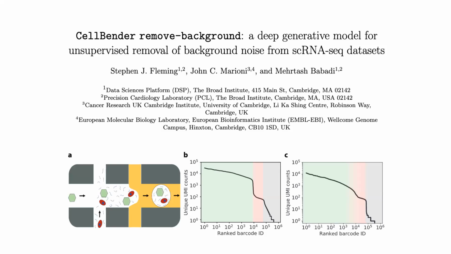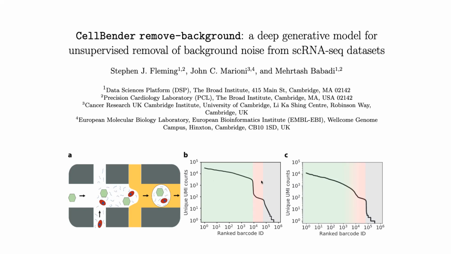Something that I use pretty routinely nowadays, especially for those lower quality samples, is called CellBender remove-background, which is a deep generative model, which is a fancy word for neural network, for unsupervised removal of background noise from single-cell RNA-seq datasets. They have this little cartoon of the microfluidics platform where the cells are going into these microfluidic droplets, and the little lines over here are the ambient RNA floating around. If there's a lot of ambient RNA in your solution, you're definitely going to see that in the downstream steps, as I've shown you already.